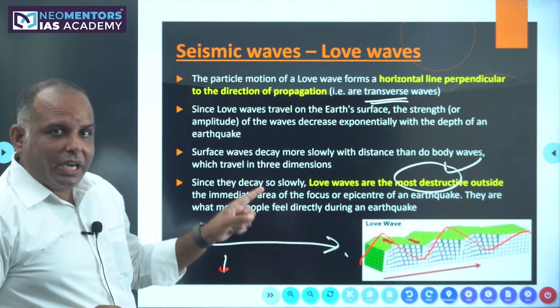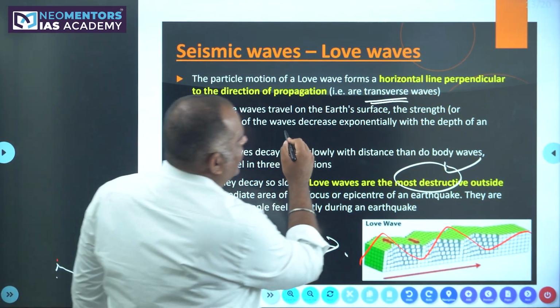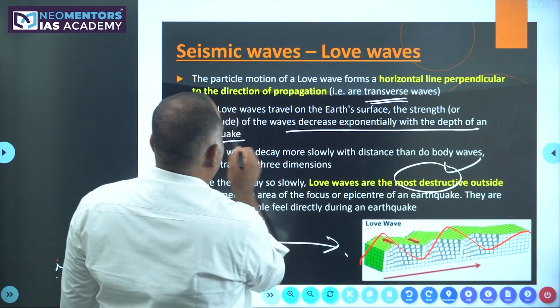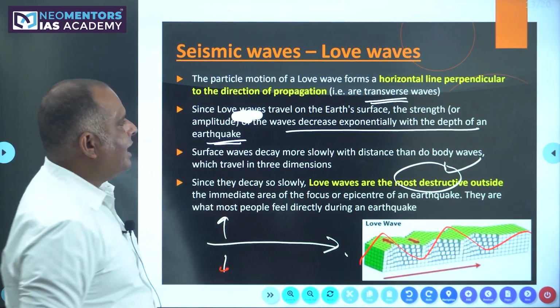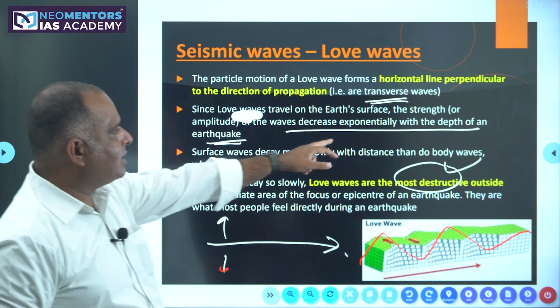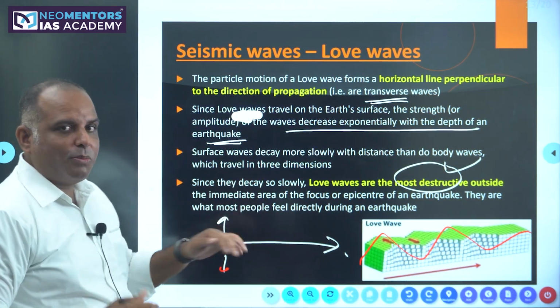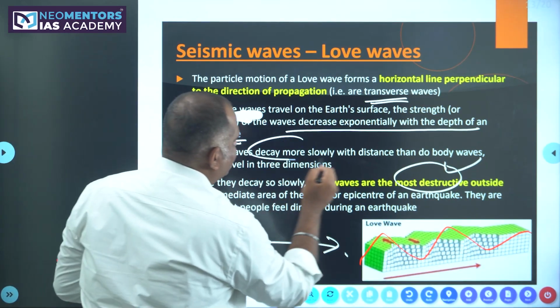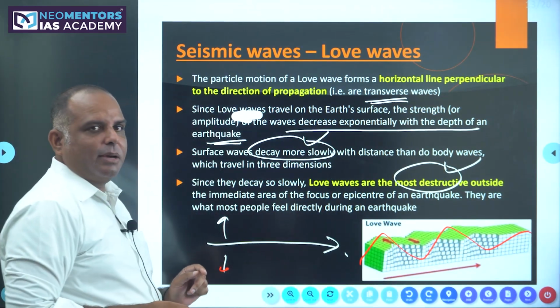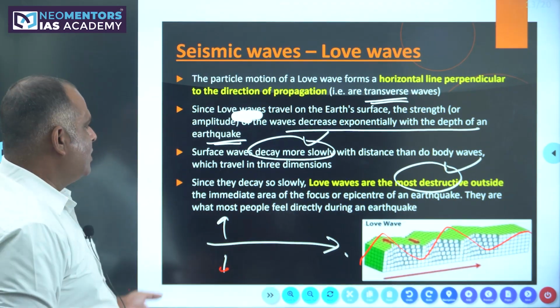The strength of the waves decreases exponentially with the depth of the earthquake. The Love waves, right? The strength of the waves decreases exponentially with the depth of the earthquake, and they decay more slowly, which we discussed earlier. Surface waves decay more slowly. Love wave is a surface wave. Okay?